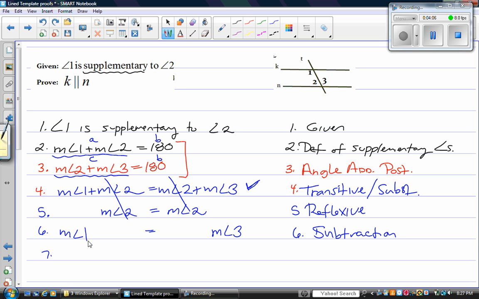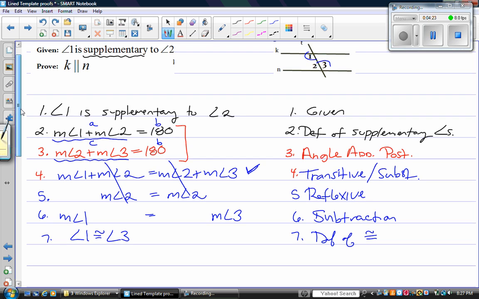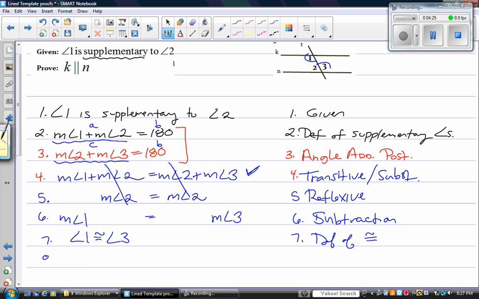Once I know that their measurements are equal, I now know that the angles are congruent. The definition of congruency always allows you to go from equality to congruency. Now what we have shown is that angle 1 and angle 3 are congruent. If angle 1 and angle 3 are congruent, those are alternate interior angles. So if alternate interior angles are congruent, then the lines have to be parallel.